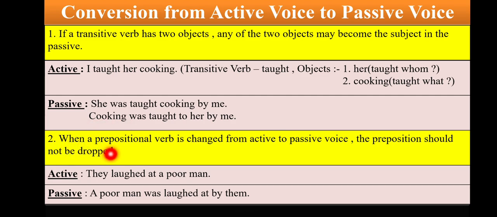Next point says that if you have a prepositional verb and you are changing from active to passive voice, do remember the preposition should not be dropped. You have to use the preposition there. Okay. They laughed at a poor man. A poor man was laughed at by them. I did not drop the preposition at from active to passive. I have used it again.